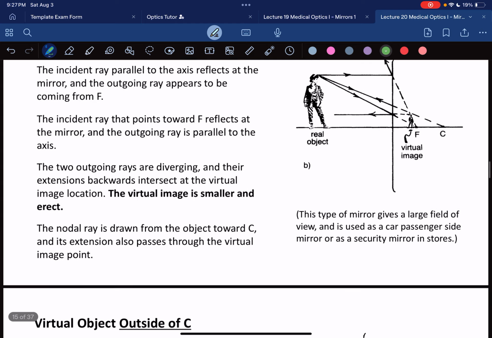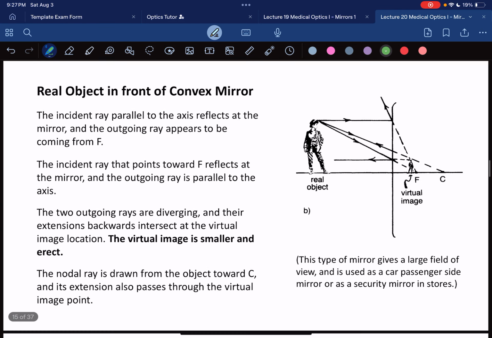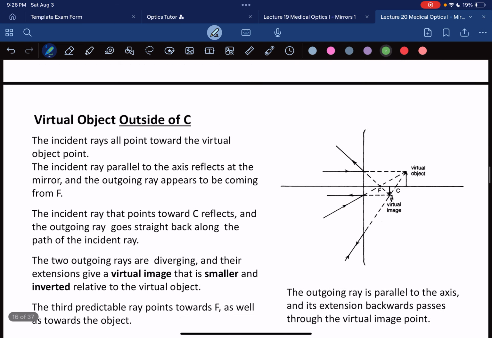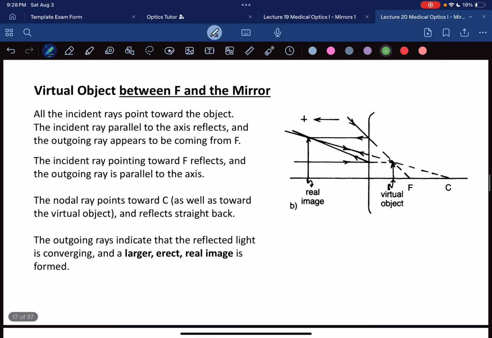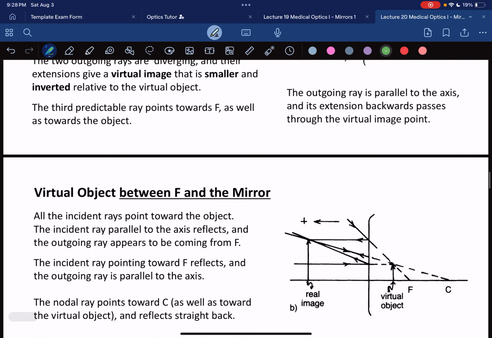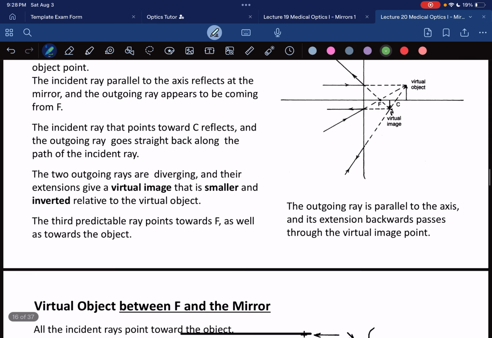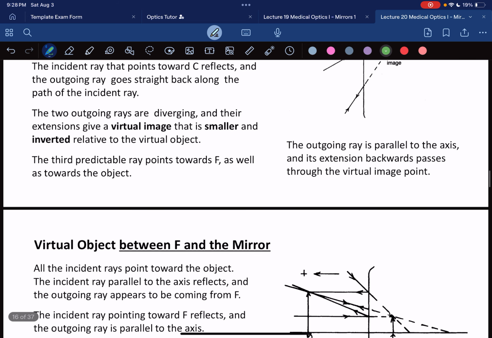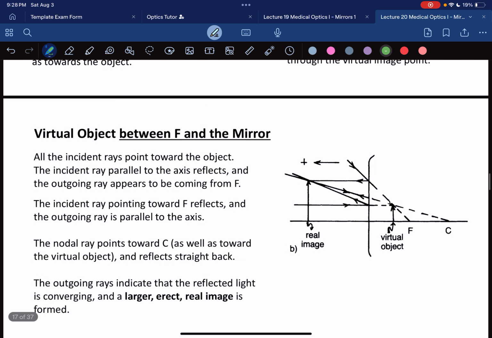Oh, wait, it's a virtual object. Okay, yeah, for a real object it's always going to be that. And then he goes on to talk about virtual objects. This is where my one rule before gets kind of flippity-floppity. I said before that if you have a real object, then the image that is real will always be inverted, and the image that is virtual will always be erect.